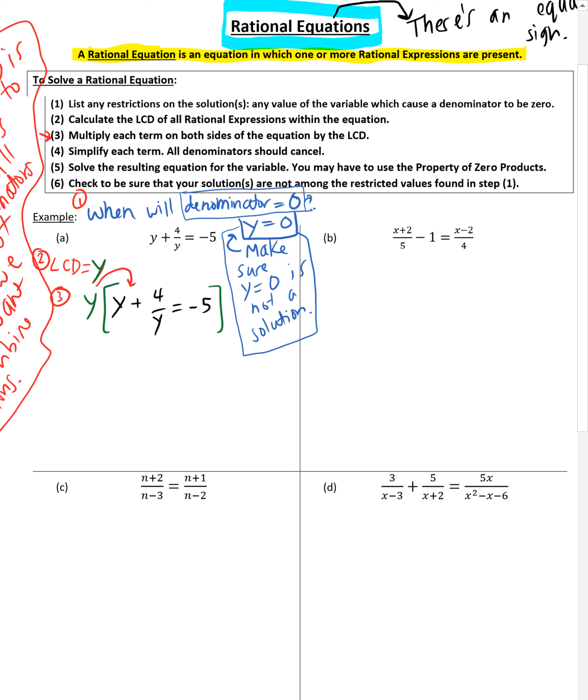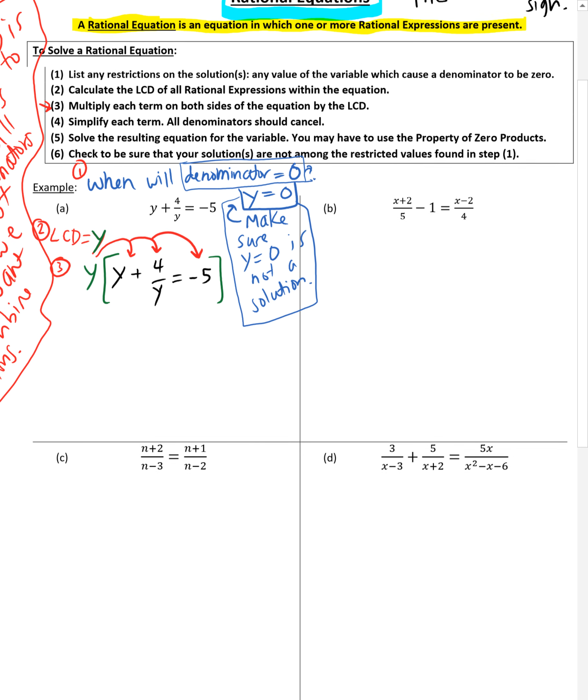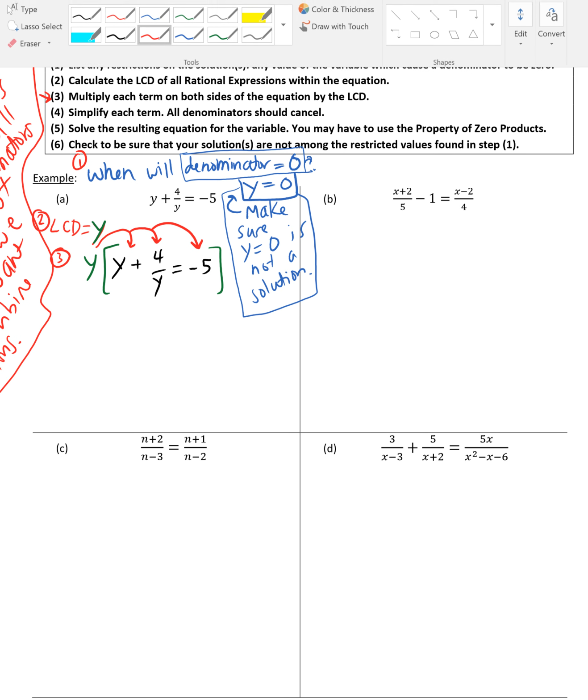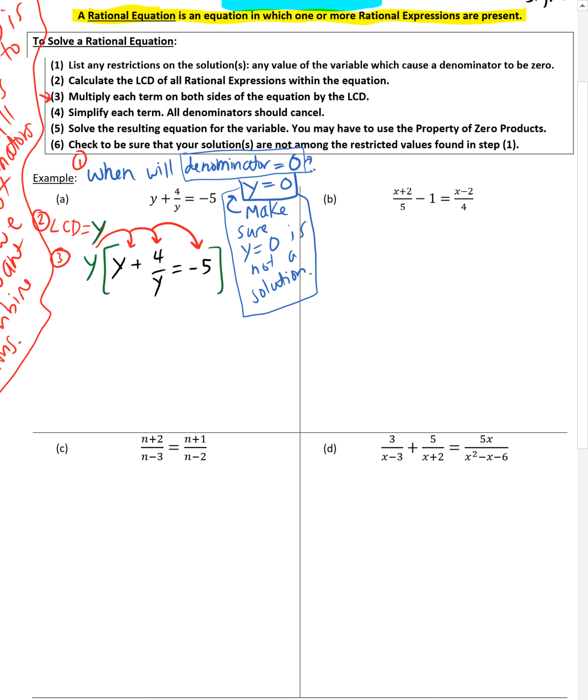So it's y, the LCD, times all 3 terms, the 2 that are on the left and the 1 that's on the right. So you can't skip any. You're not just multiplying it by the terms that are fractions or rational expressions. You have to multiply it by every single term. And let me see, what are we going to get there? So y times y first, that's y squared. And then we'll have y times 4 over y. If you want to be careful, it's not a bad idea to write that out and see what happens. I'm distributing this y and writing it next to the 4 over y to see what happens.